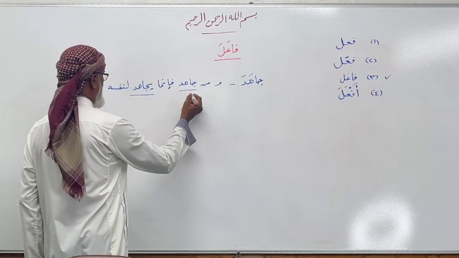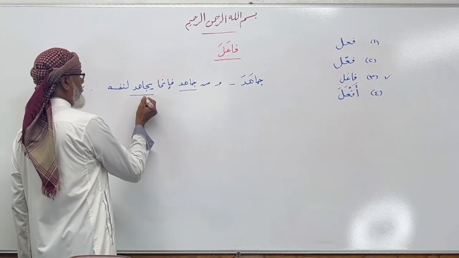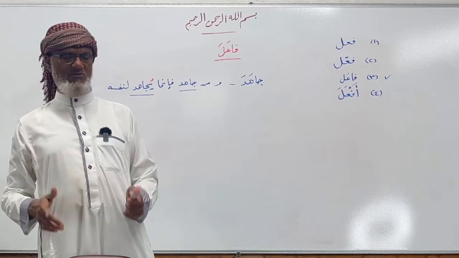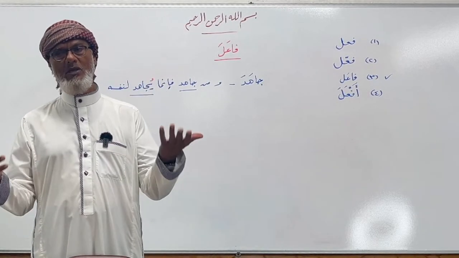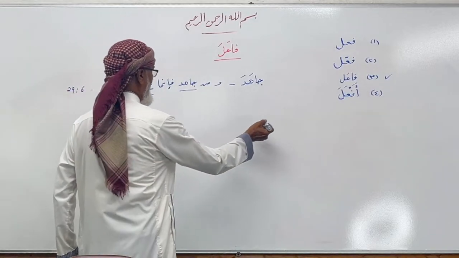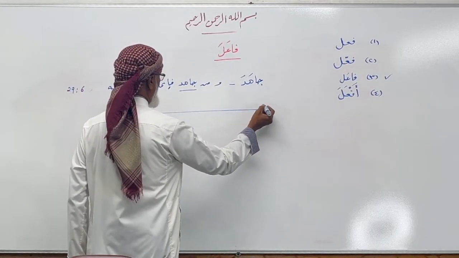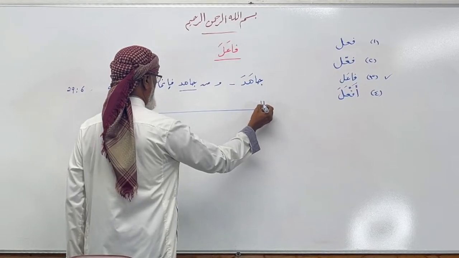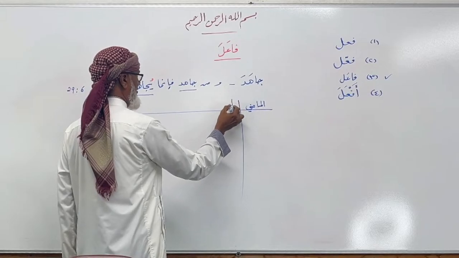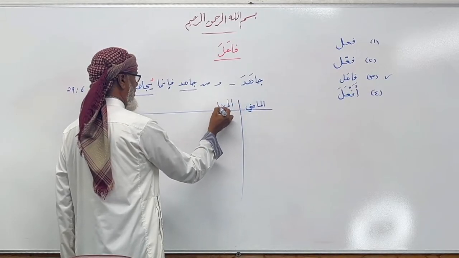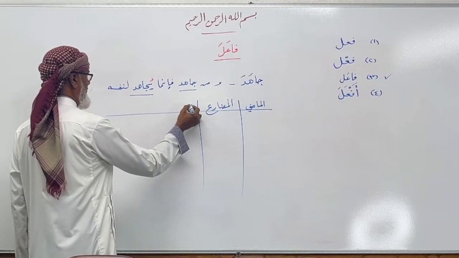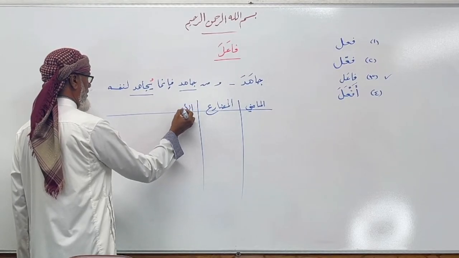So we have the perfect tense here, and here the imperfect, yujahidu. So we could look at the conjugation of the verb first, then look at examples. We should have done this one first. So we have al-madi, which means the perfect tense. And then we have al-mudari, right? Imperfect tense. And then we have al-amr, the command.